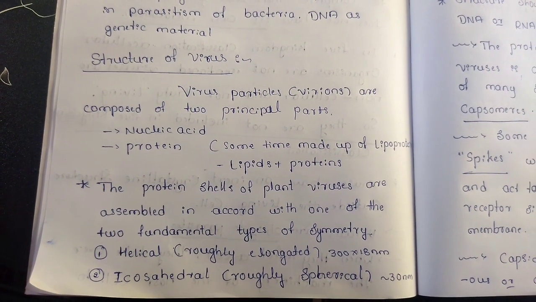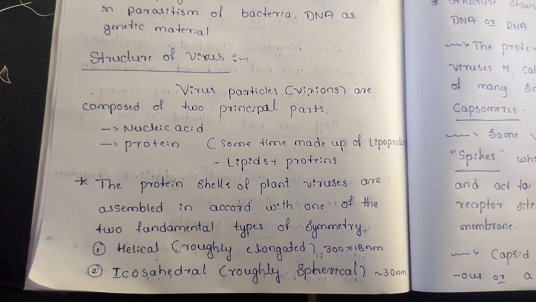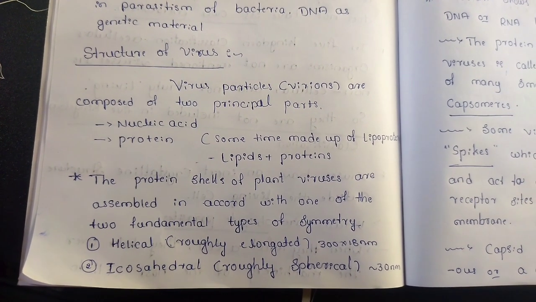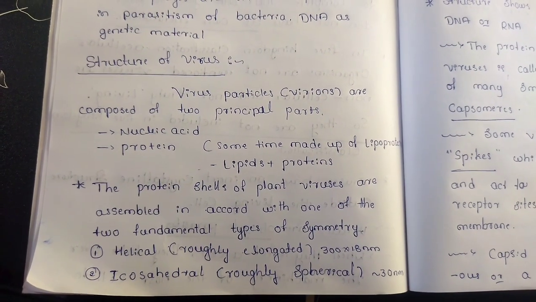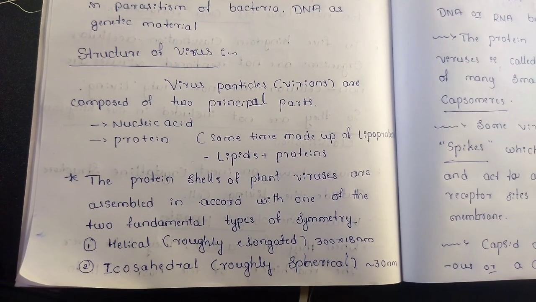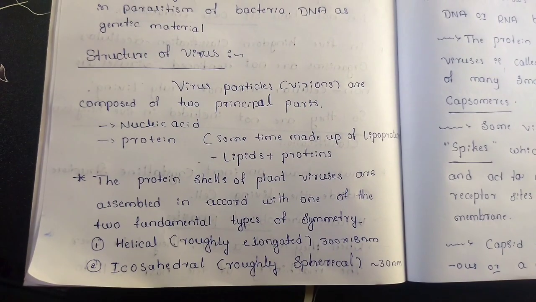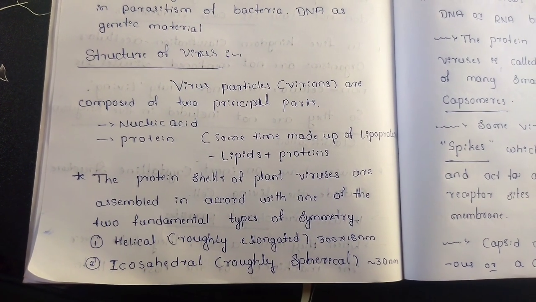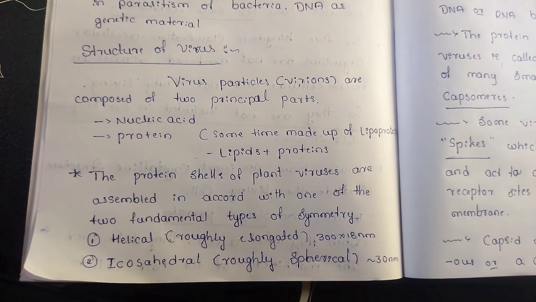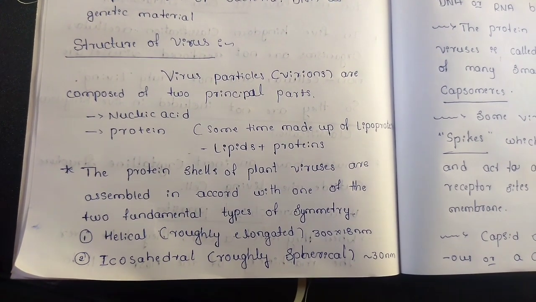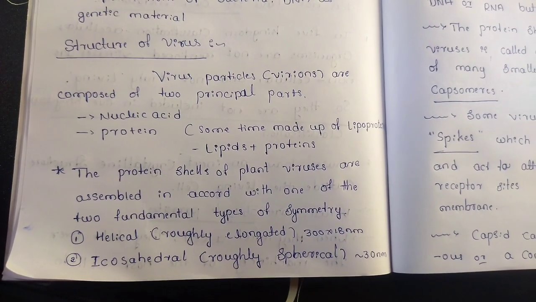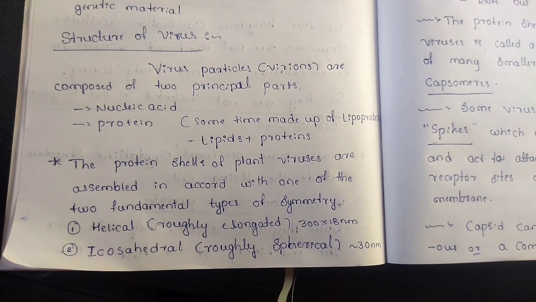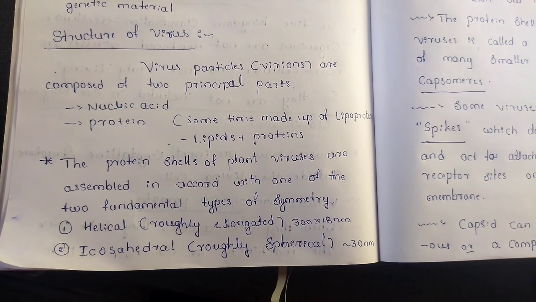Structure of virus. Virus particles, meaning virions, are composed of two principal parts: nucleic acid and protein. Proteins are sometimes made up of lipoproteins, which include lipids and proteins. And then the protein coats of plant viruses are assembled in accord with one of two fundamental types of symmetry: helical symmetry and isohedral symmetry.